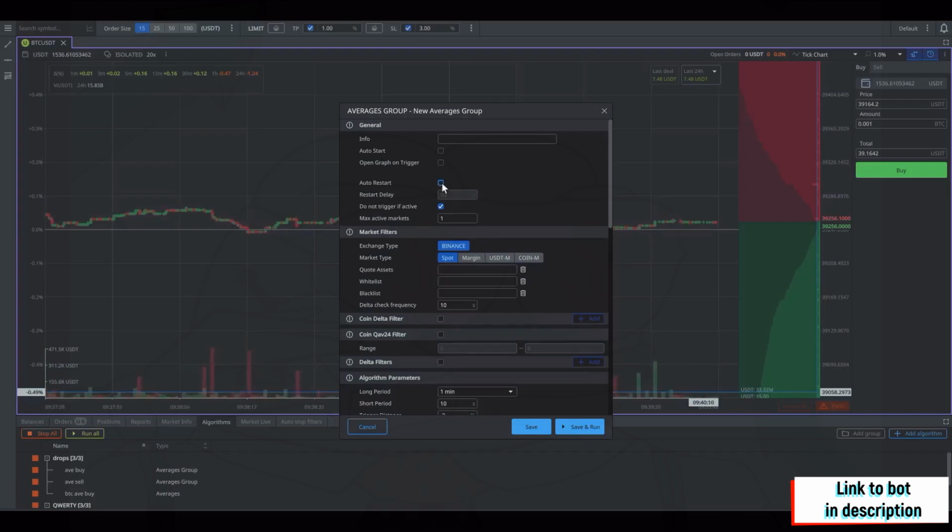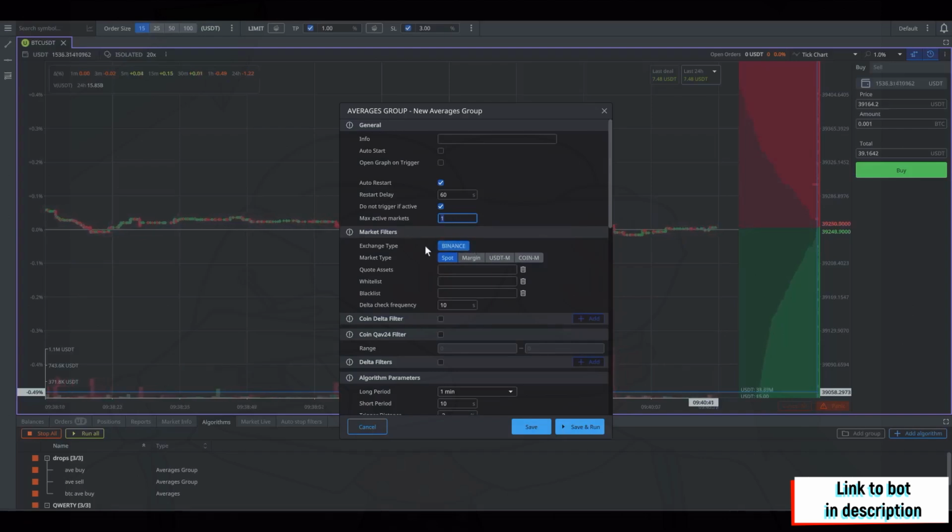Auto Restart allows the user to decide whether to allow the algorithm logic to run automatically if the previously placed order has been executed, thus placing a new order. Restart Delay sets the delay in seconds. The algorithm will place a new order after the specified number of seconds after the execution of the previous order. Do Not Trigger Effective does not allow the algorithm to place orders if there is an open position. Max Active Markets will limit the number of markets on which the orders will be placed using the averages algorithm to this number. Now let's look at filters.